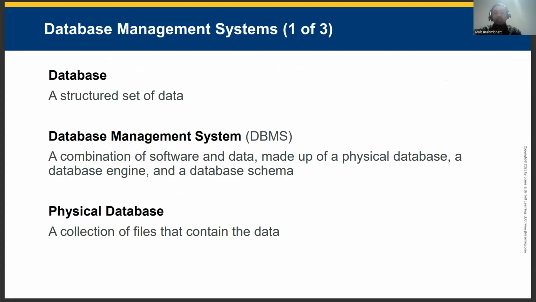A database is a structured collection of data, and a database management system helps you store, manage, and retrieve the data efficiently. It includes three main components: the physical database, which is the actual stored data, the database engine, which processes requests, and the database schema, which describes the structure of the data. Databases are used when the data becomes too large, too complex, or needs multi-user access. Situations where spreadsheets aren't enough.